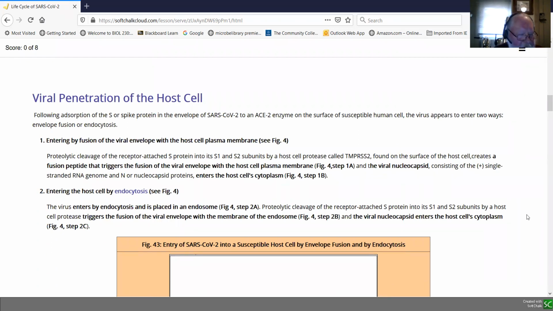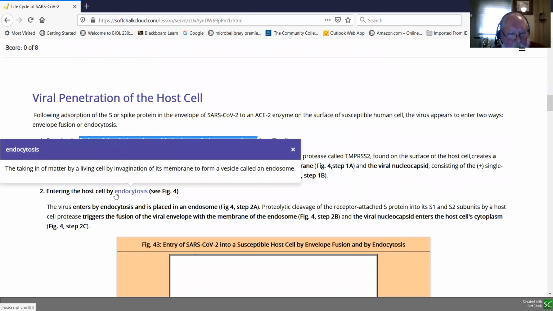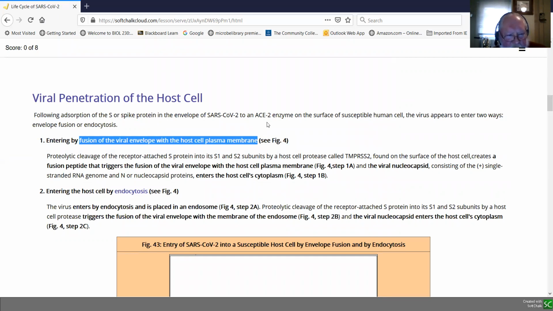Now, once the virus adsorbs, the next step is penetration, where part of the virus will enter the cell. And SARS-CoV-2 appears to enter two ways. Now, we learned back in the productive life cycle that enveloped viruses can enter two ways: by fusion of the viral envelope with the host cell plasma membrane, where part of the virus enters, or by endocytosis, where the whole virus is engulfed and placed in an endosome. So let's take a look at the two ways of the virus entering.